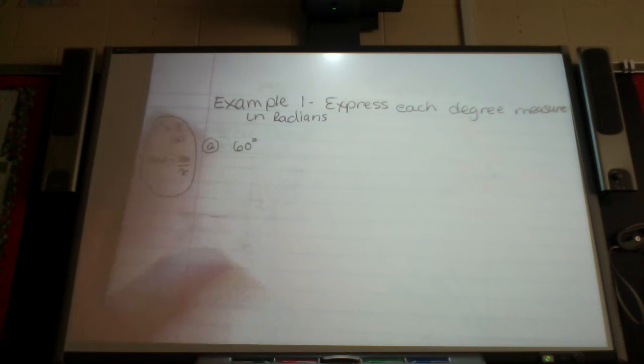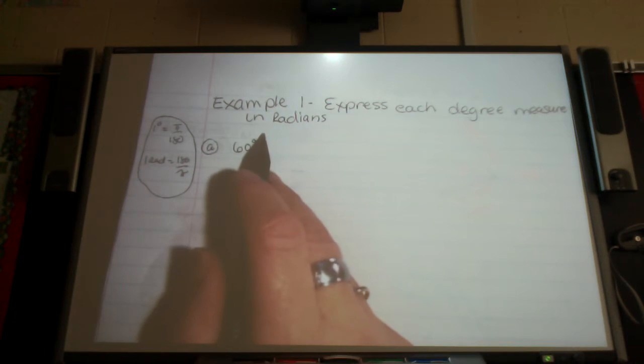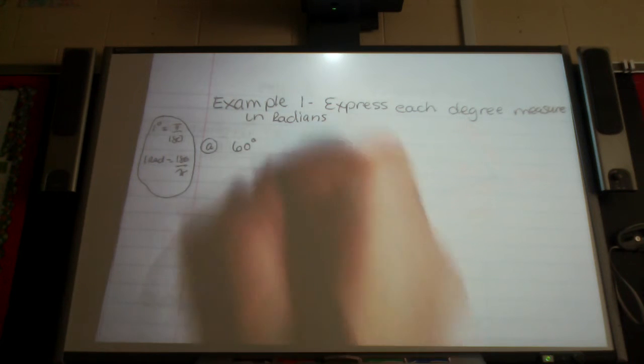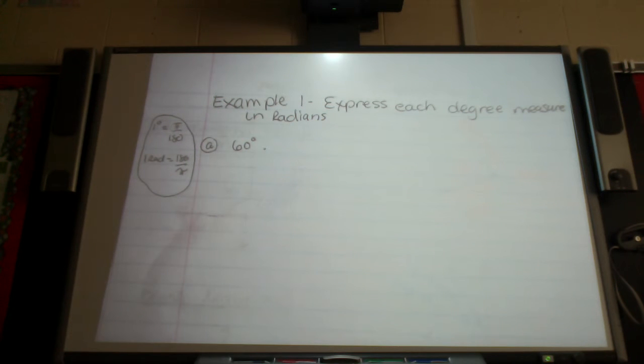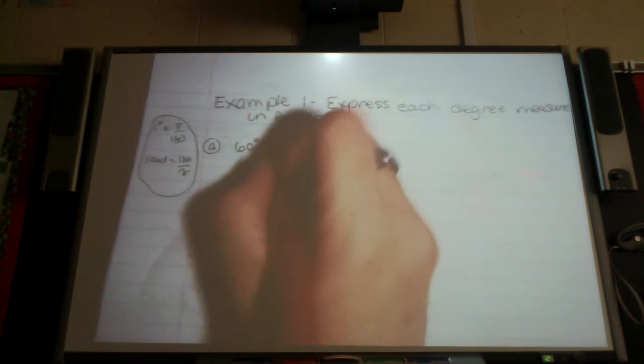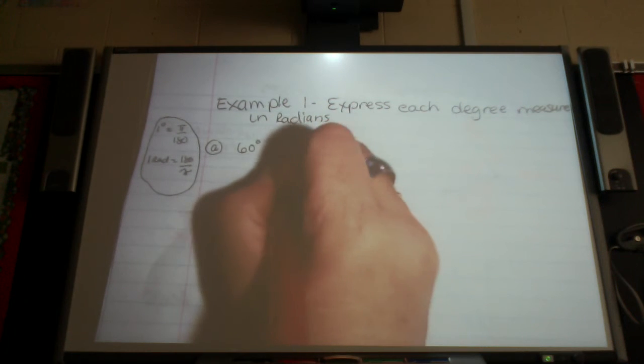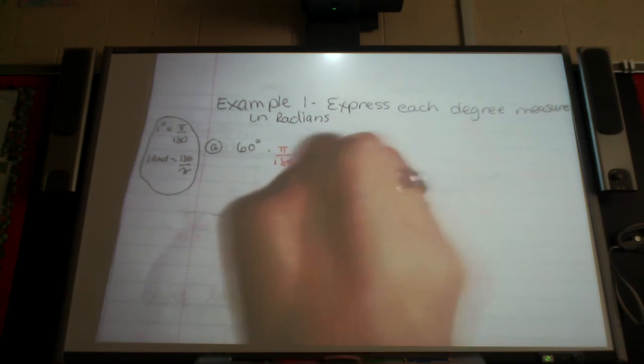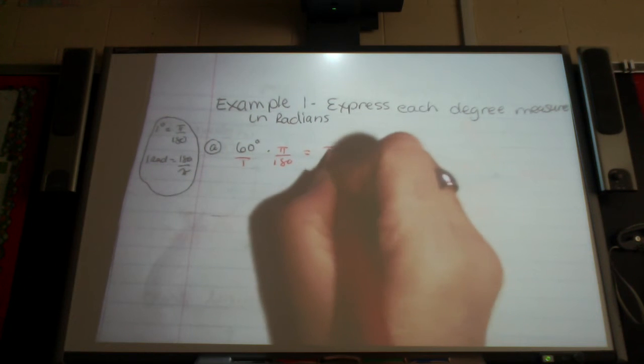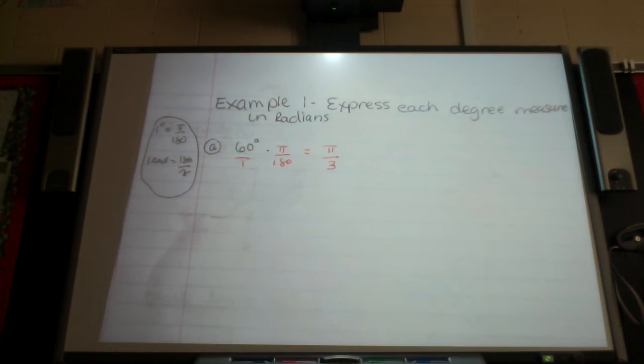By pi over 180? Because this is 60 degrees, and if 1 degree equals pi over 180, I need to know how many 60 is. So we're going to multiply by pi over 180, which equals pi over 3.